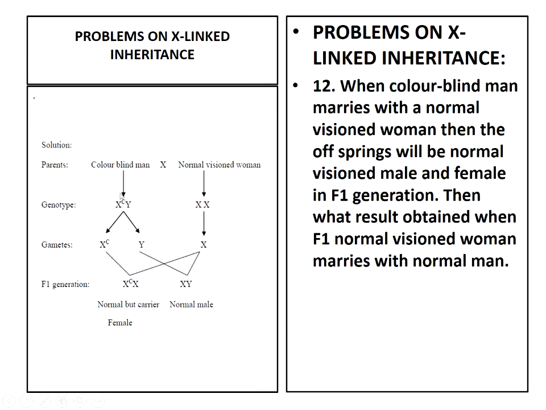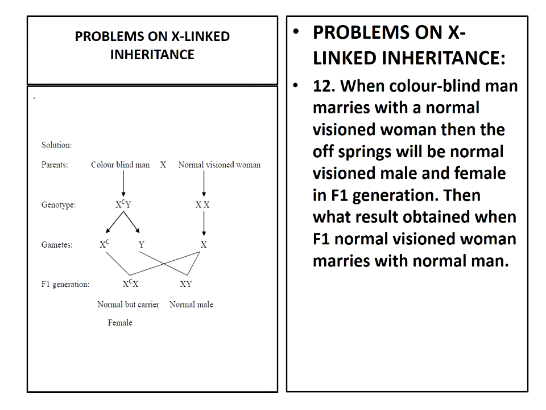So the genotype for a color blind man is X^C Y. Color blind is indicated by C and Y. A normal visioned woman is XX. So the gametes of the color blind man are X^C and Y, and those of the normal visioned woman are X. So the F1 generation is going to result in a normal but carrier female and also a normal male.